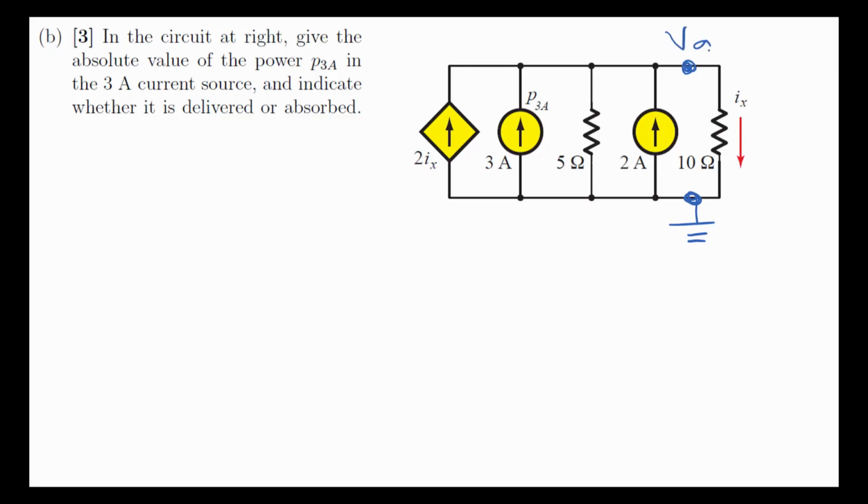Now when we label it like so, it means that we are specifying a voltage of VA across the components like this. So we have a VA across the 10 ohm resistor, a VA across the 2 amp source, the 5 ohm, the 3 amps, and the 2IX dependent source, and that's because those components are all in parallel.